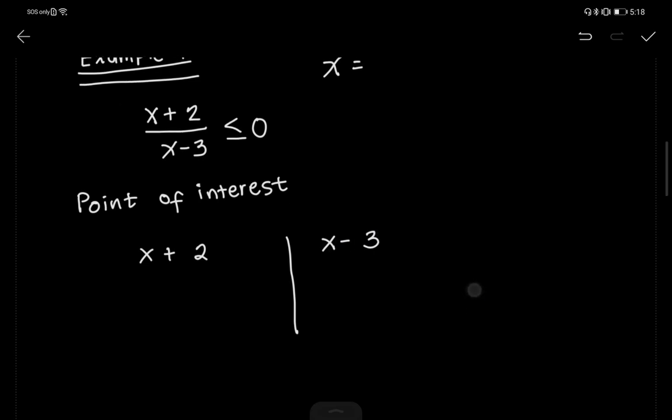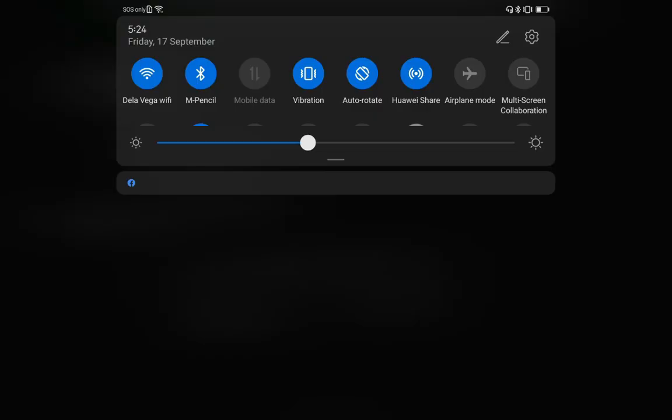So in this case, sa ating numerator na x plus 2, kailan siya mag-i-equal sa 0? So of course, if the value of our x is equal to negative 2. At ito naman yung x minus 3, kailan po siya mag-0? Of course, if the value of our x is equal to positive 3. So ito ngayon, yung negative 2 and the positive 3, ito ngayon yung tinatawag natin na point of interest.